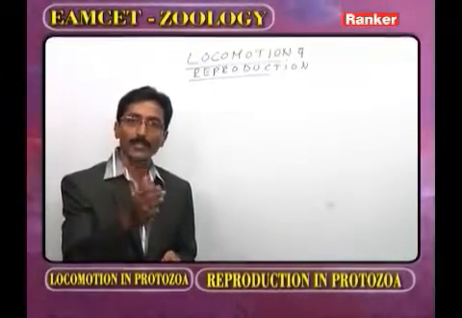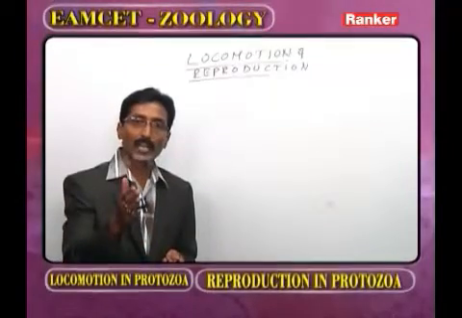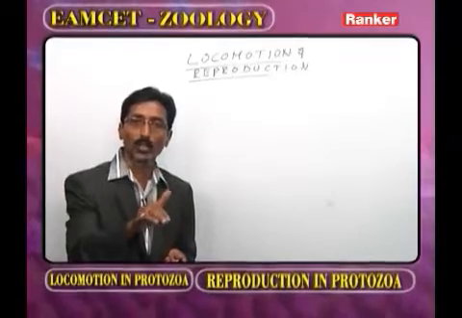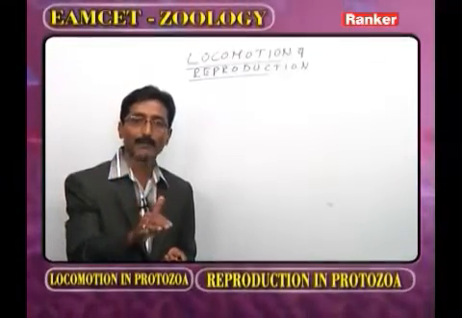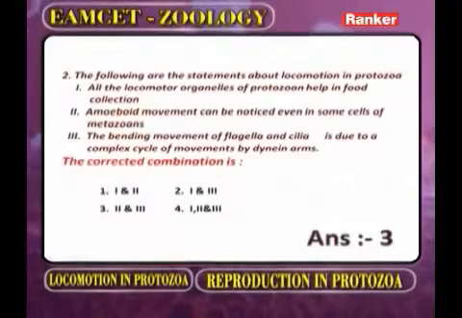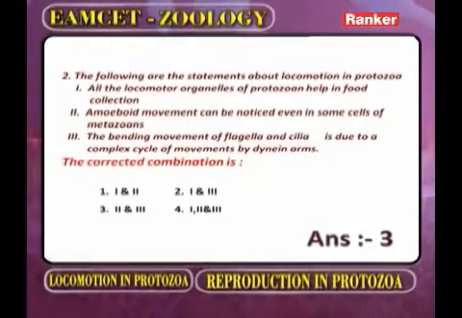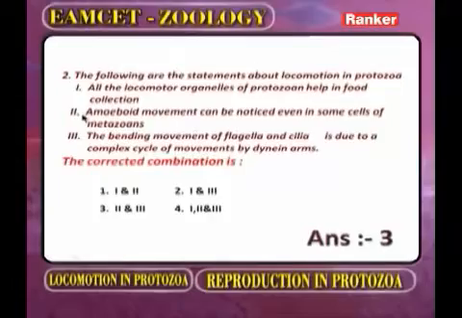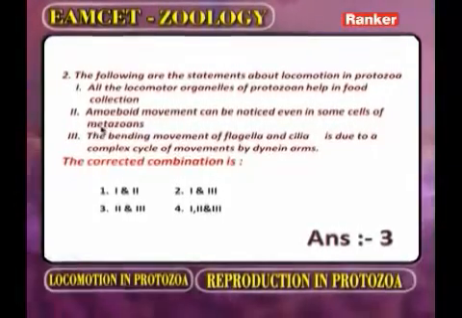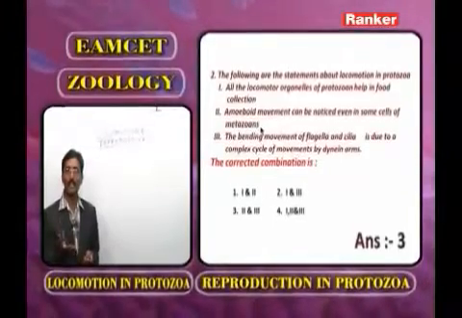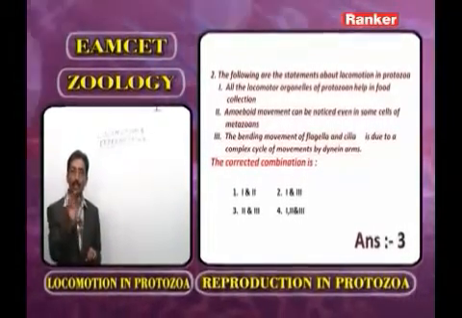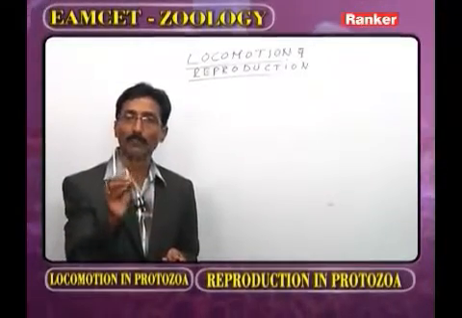Cilia help in food collection and locomotion. Flagella help only in the locomotion. Myonemes help only in the locomotion. Proteinaceous strips help only in the locomotion. Here what is the statement? First, all the locomotory organelles of protozoans help in food collection. So it is wrong. Go for the next one. Amoeboid movement can be noticed even in some cells of metazoans. Now, what are the metazoans? The multicellular animals. In the multicellular animals, take for example, WBC. They perform amoeboid movement.